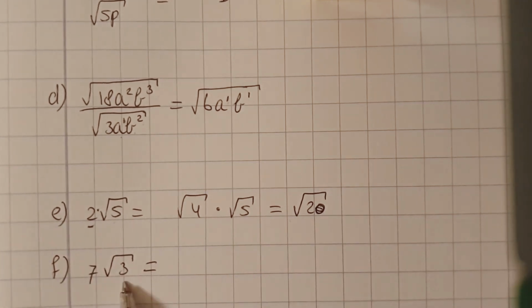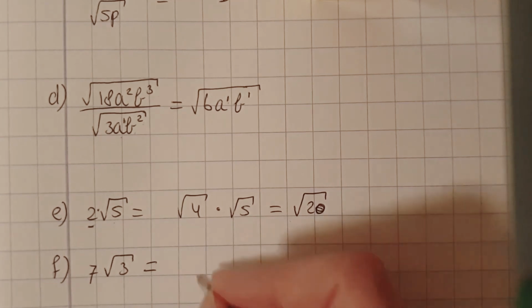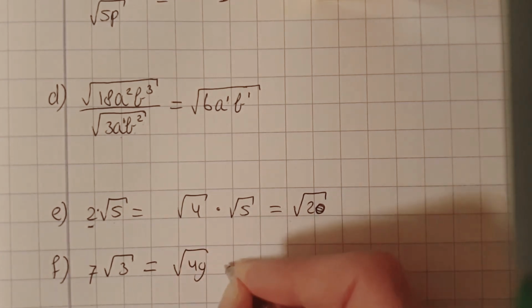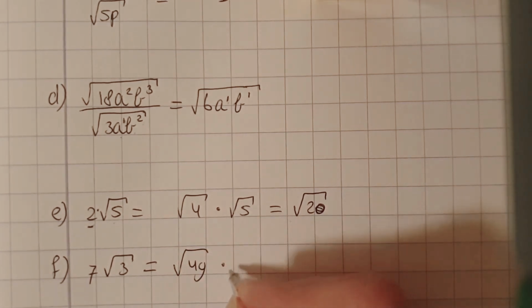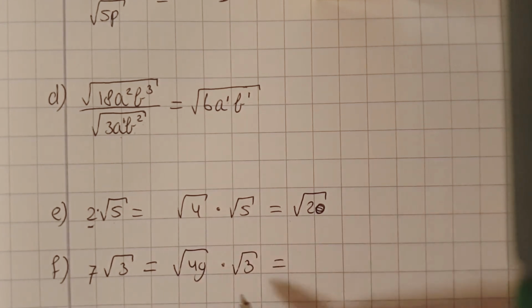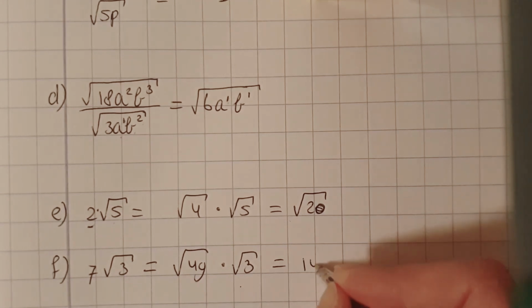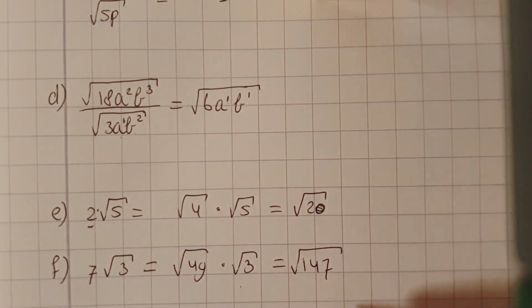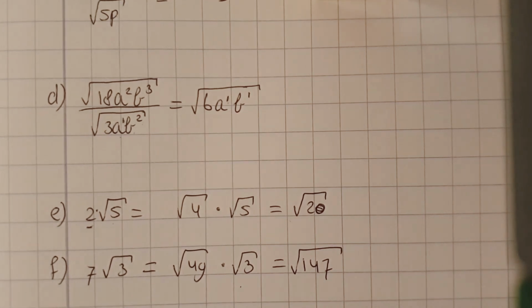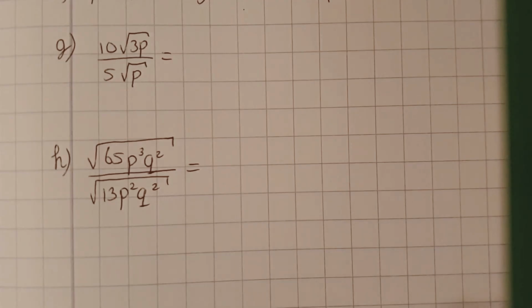Now I'm going to do the same again. 7 has to be a square root. I know that square root 49 is 7. So square root 49 times, which is already a square root, square root 3. You do them times each other. That's 147 in the square root, of course. Square root 147 is the answer.